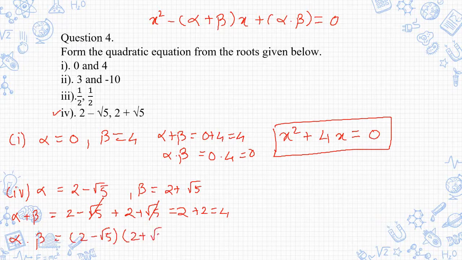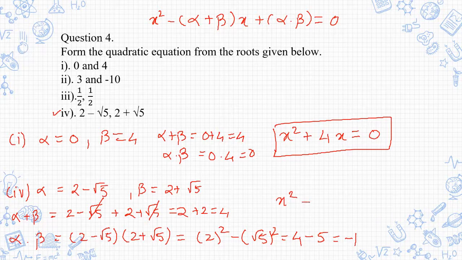Now if you note one thing, this is in the form of (a minus b)(a plus b). And we know the formula of (a minus b)(a plus b) is a square minus b square. So this will be a square minus b square. Now we just have to solve this. So this will be 4 minus the square of root of 5, which will be 5 itself, and this will be minus 1.